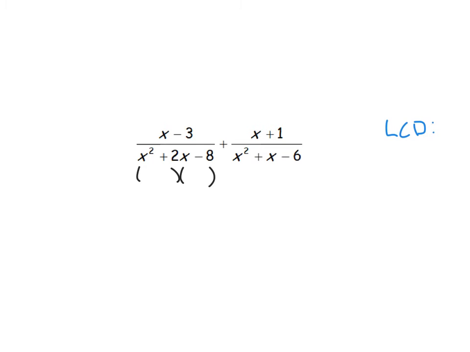When we factor the first denominator, we should have x minus 2 times x plus 4. And when we factor the second denominator, we should have x minus 2 times x plus 3. All right, now we'll go ahead and write our LCD. We will write every factor of the first denominator, x minus 2 and x plus 4, and then include in our LCD any additional factors of the second denominator that we do not already have. We have x minus 2, but we do not have the x plus 3.